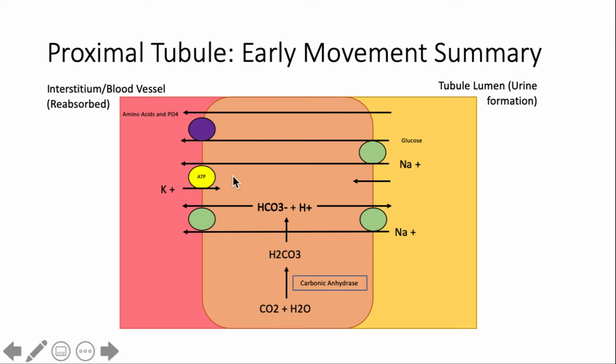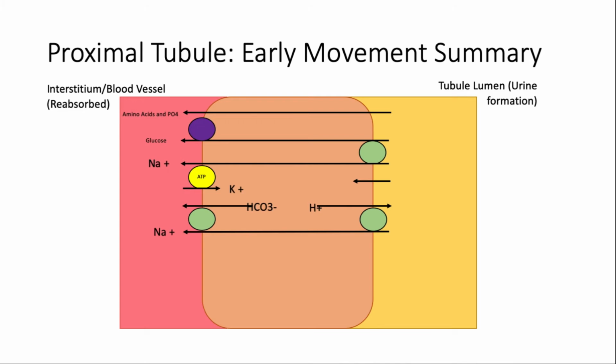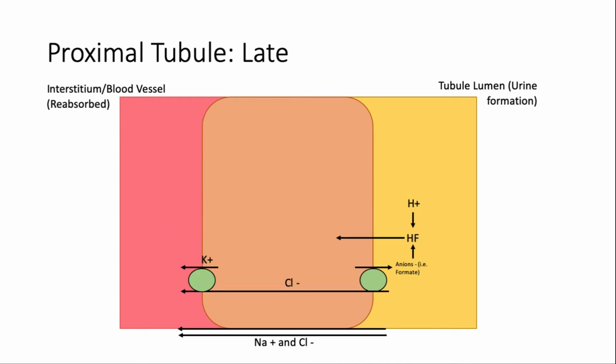Now, I usually put this straight line across, even though I know that these receptors aren't really linked, but it just helps me to see, hey, glucose is going all the way through, sodium is going all the way through, potassium is going in, and then later it may even go out. So that was all the early proximal tubule, and now we're going to look at the late proximal tubule, which has some other responsibilities.